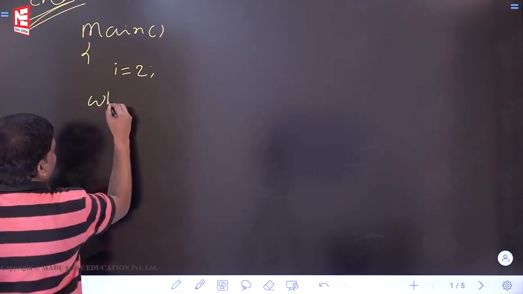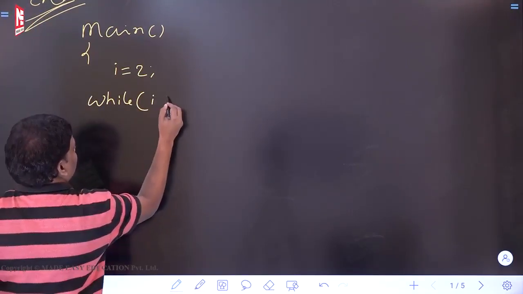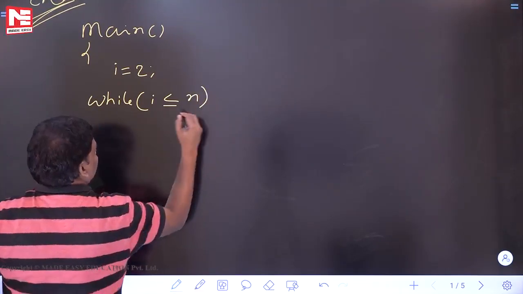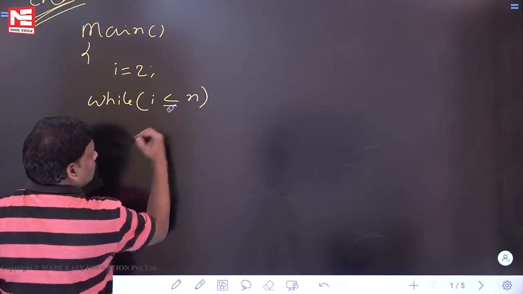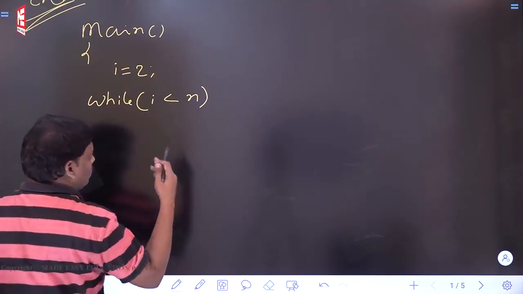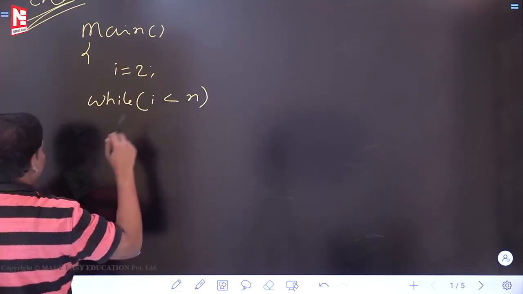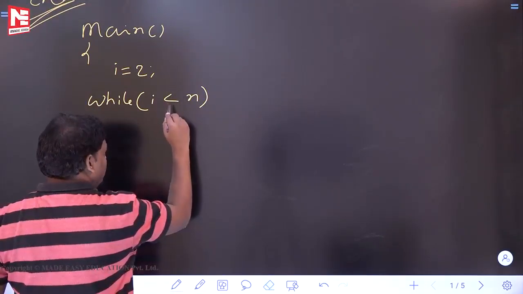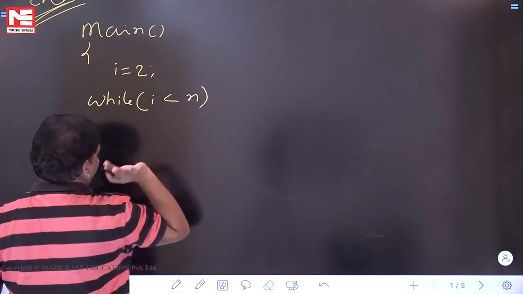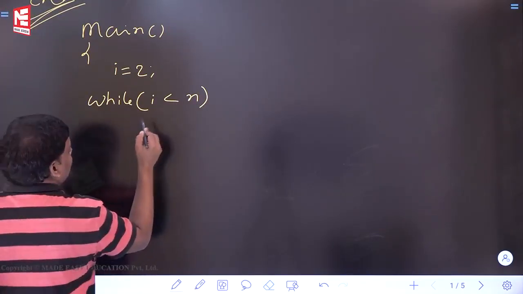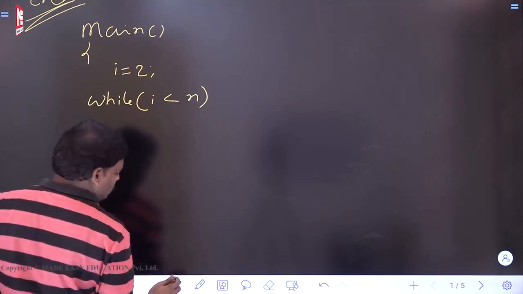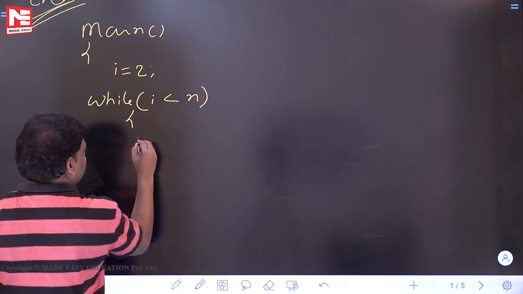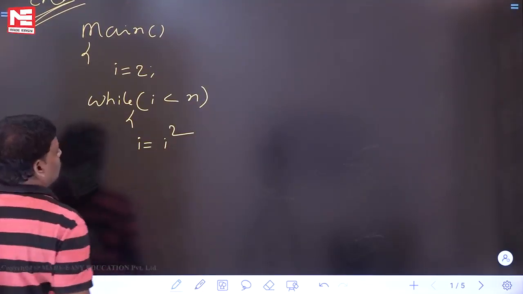Now see the answer. While I less than or equal to n, yeah, equal there, equal not there, doesn't matter. I am writing without equal. Equal also same answer, equal not there also same answer, differ by plus or minus 1, right? Fine. See, while I less than n, see this one, I is equal to I square.